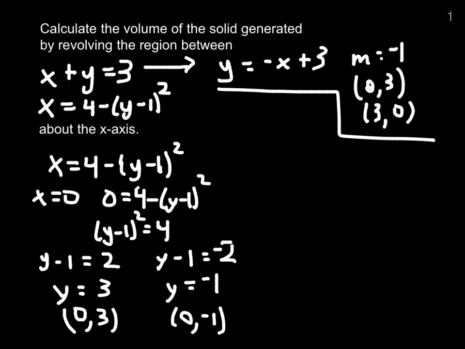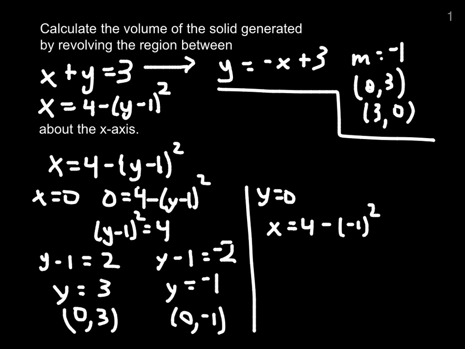And we can also get the x-intercept if you like. When y is 0, we're going to have x is 4 minus the quantity of negative 1 squared. Negative 1 squared is 1. 4 minus 1 is 3. And so x is equal to 3. So we have 3, 0 as the x-intercept for the parabola. Notice that they both have 3, 0 and 0, 3 as intercepts, and that's going to help us out a lot. Let's take a look at the graph.